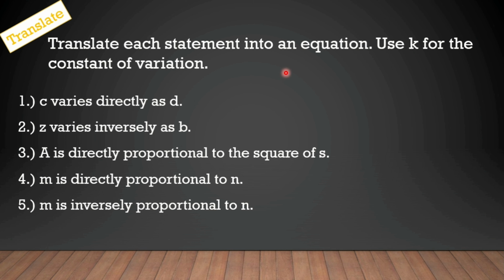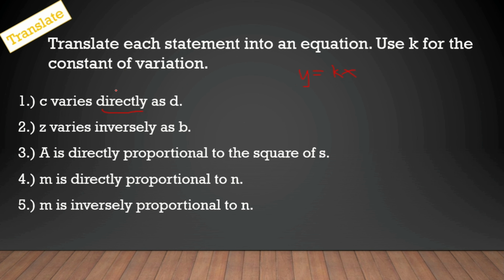Okay, so translate each statement into an equation. Use k for the constant of variation. So, number 1, C varies directly as D. Susundan lang natin yung formula kaninang direct variation, which is y is equal to kx. So, yan yung formula ng direct variation.